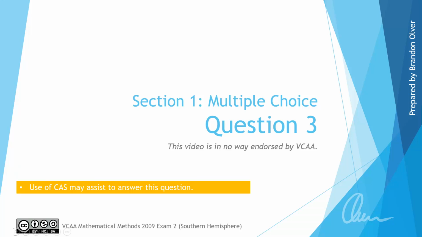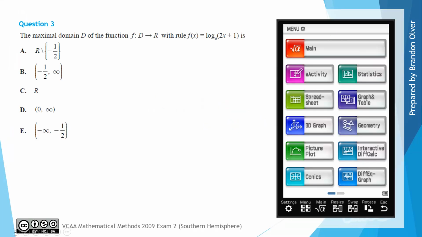Before we move on, I'd just like to point out that the use of a CAS calculator may assist in answering this question. For question 3, we're asked the maximal domain, which is given by capital D, of the function f with the rule f of x equals log e of 2x plus 1 is one of the following options. So I'll first do this just by hand essentially, and then I'll show you what the calculator can do to help in answering this question.